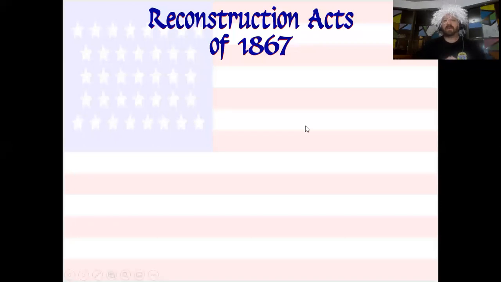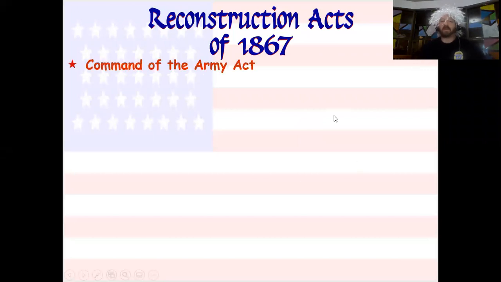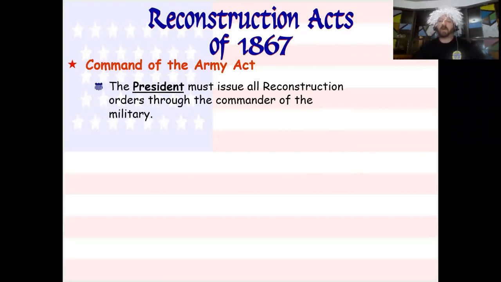Now, you did have a series of acts in 1867 known collectively as the Reconstruction Acts. Okay, so let's take a look. The first one we have here is called the Command of the Army Act. This is where Congress comes along and basically tells the president what he has to do.